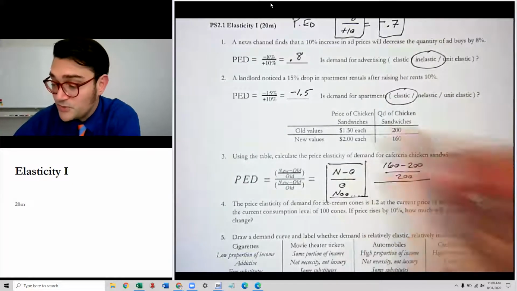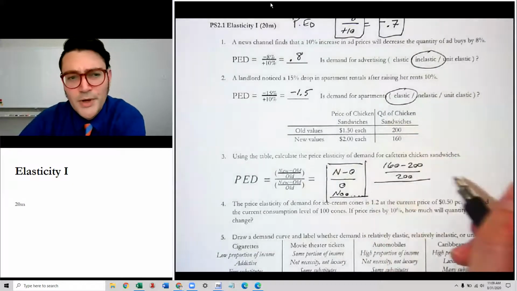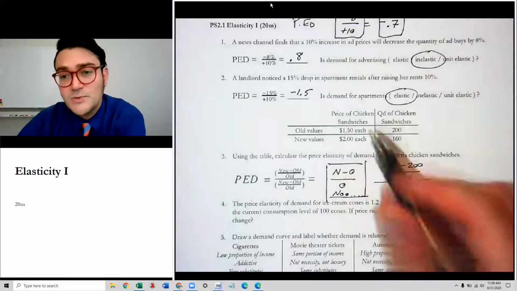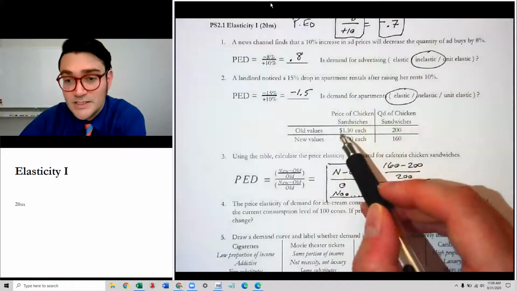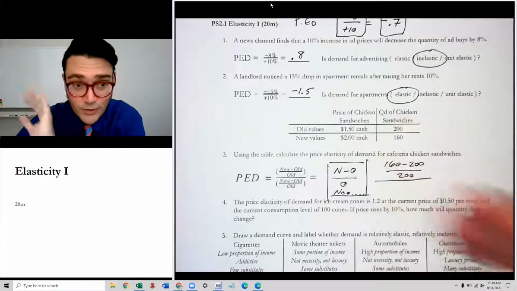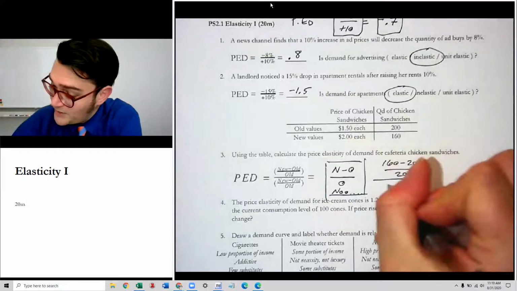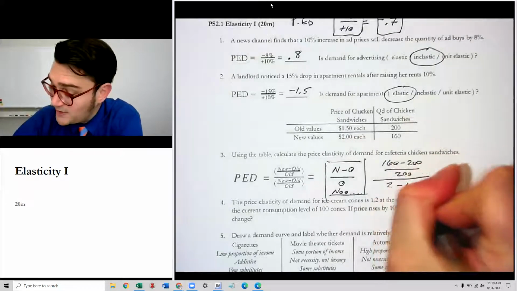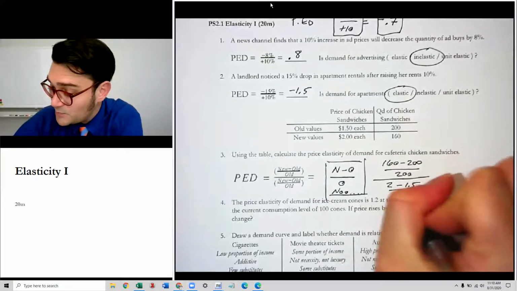And then we're going to do the price ones on the bottom. Now, the trick to remembering those, the price ones always go on the bottom because these are dollars, right, always go down in the denominator. And that's true for all of these. So the new value is 2 minus the old value is 1.5 over 1.5.